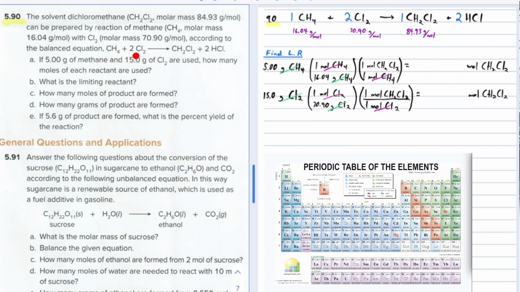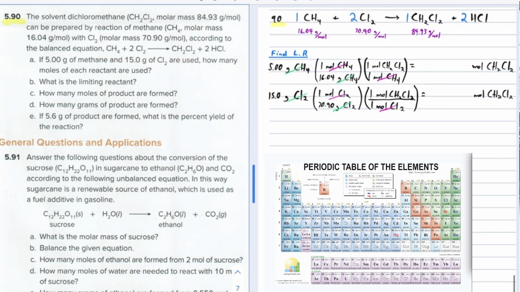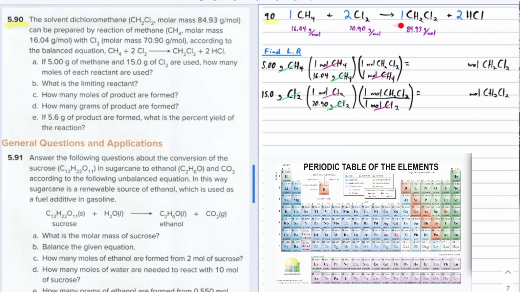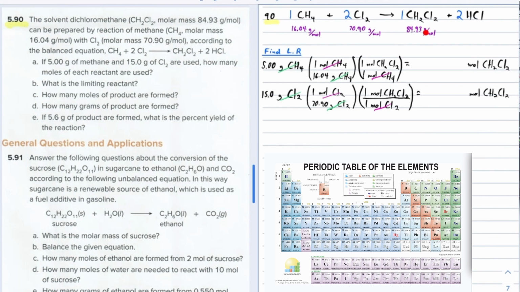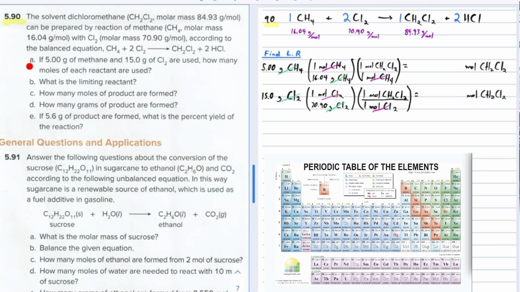So I have copied the chemical equation over here, and I've also put down the molar masses that were given to us in the problem right there below the chemicals. The first one says if 5 grams of methane, that's CH4, and 15 grams of Cl2 are used, how many moles of each reactant are used? Now, there are multiple ways to answer this question.